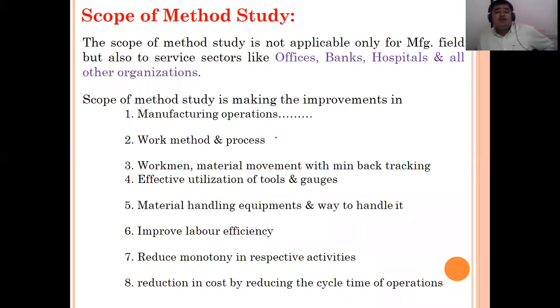Material handling equipment and the way to handle it. How the material handling system should be. How you can handle the material in loading and unloading. Let's say you have received the raw material at the gate of the organization. From that gate, the raw material enters the raw material section or stock, then is kept in storage. From storage, how is it handled, how is it moved forward? So a handling system and handling equipment are required.